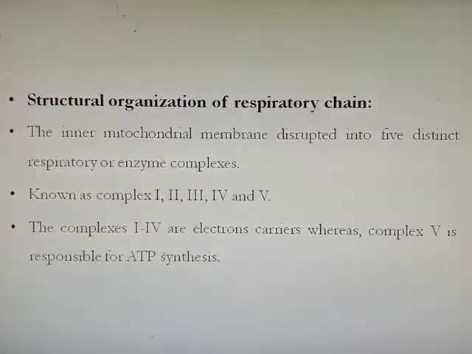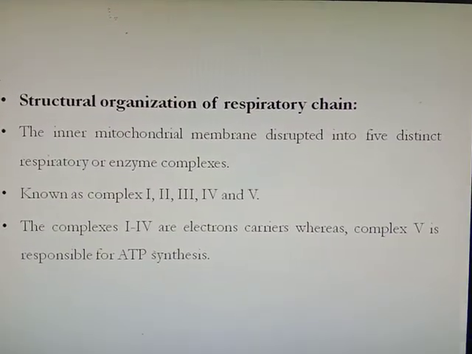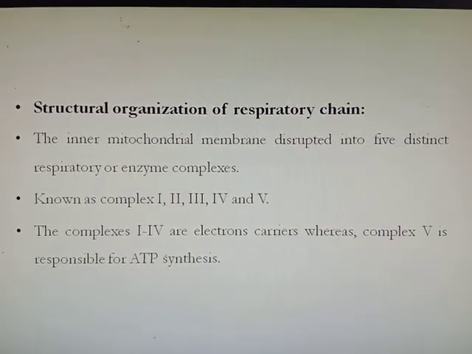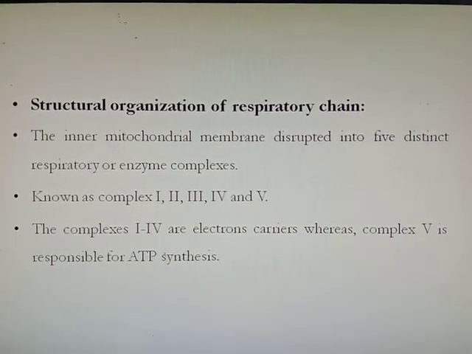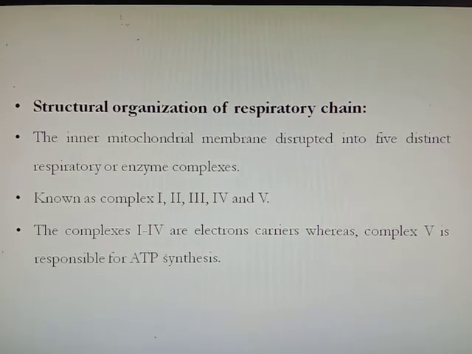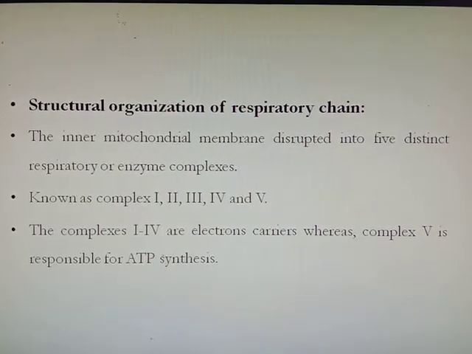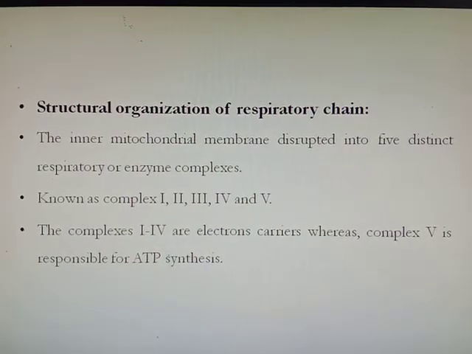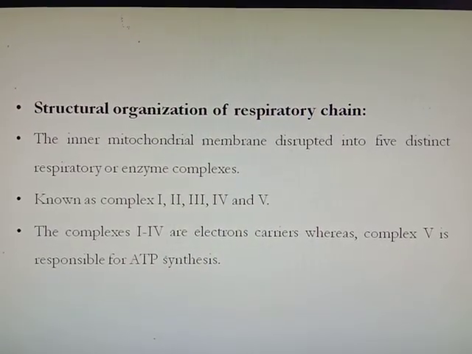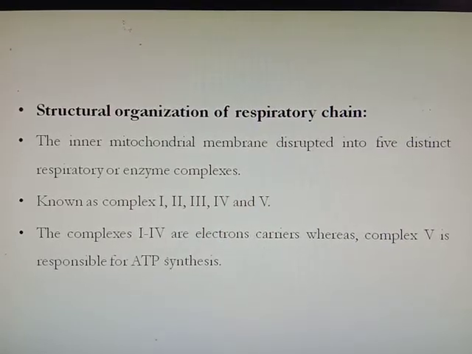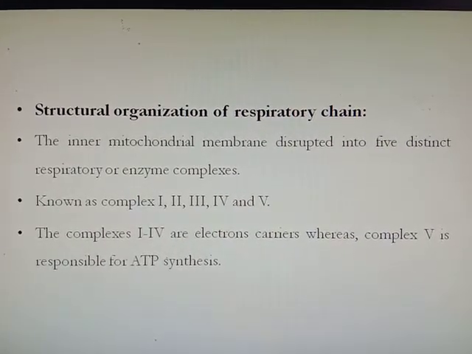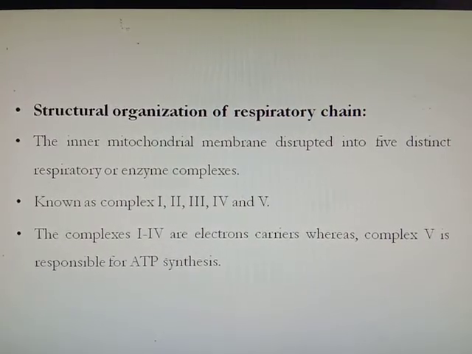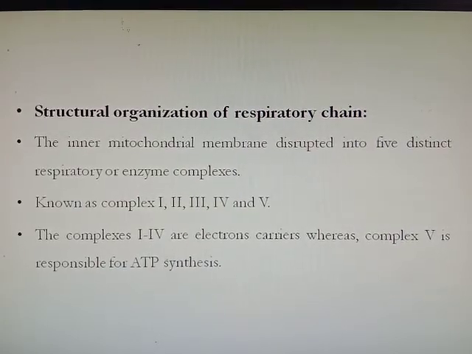So we will first see the structural organization of the respiratory chain. The inner mitochondrial membrane is disrupted into 5 distinct respiratory enzyme complexes. These enzyme complexes are known as complex 1, complex 2, complex 3, complex 4 and complex 5. Out of these, complex 1 to complex 4 are electron carriers. They only transfer electrons from one complex to another or into the intermembrane space, whereas complex 5 is responsible for ATP synthesis.